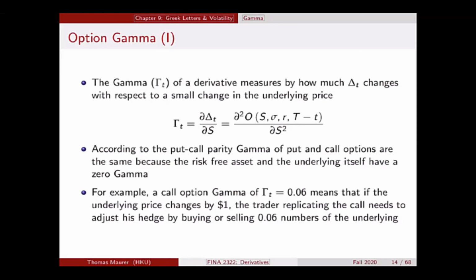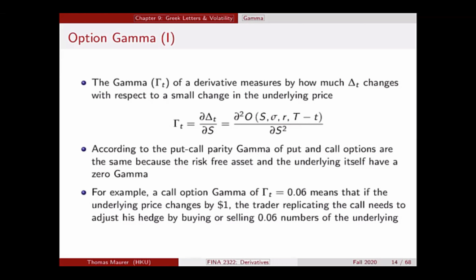This is a useful thing to remember, that the gamma of put and call options are exactly the same. Delta changes by exactly the same amount as the underlying asset changes a little bit for both put and call options.